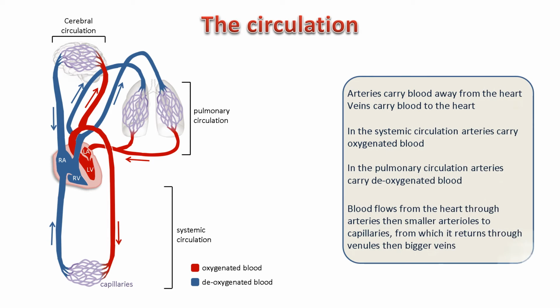You can see from this diagram that arteries are vessels that carry blood away from the heart, whereas veins carry blood to the heart. So in the systemic circulation, arteries carry oxygenated blood, while in the pulmonary circulation, arteries carry deoxygenated blood. Blood flows from the heart through large arteries, then smaller arterioles to the capillaries. It leaves the capillaries in small venules, then increasingly larger veins.